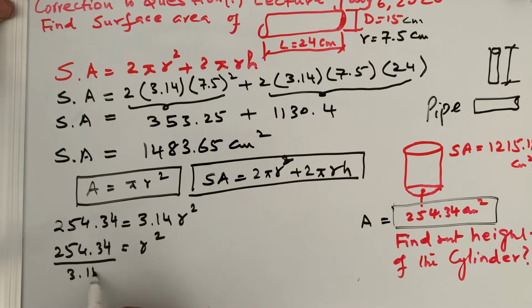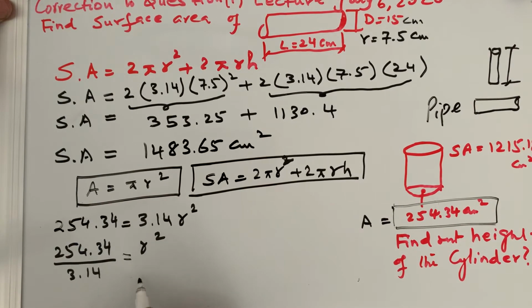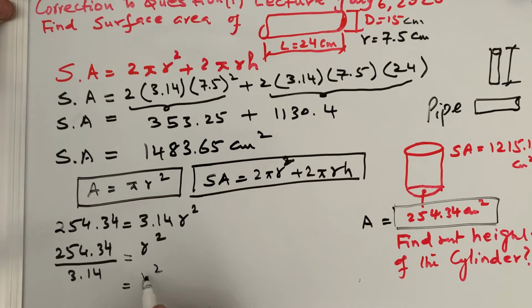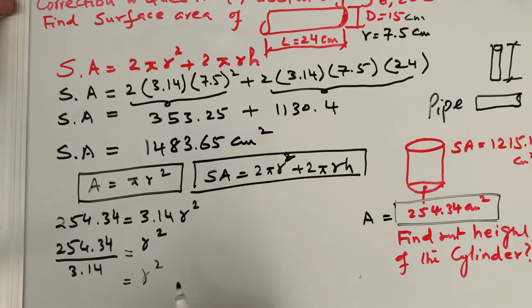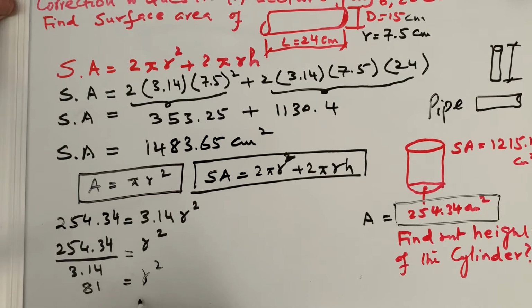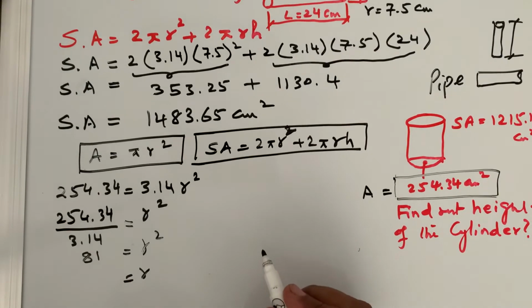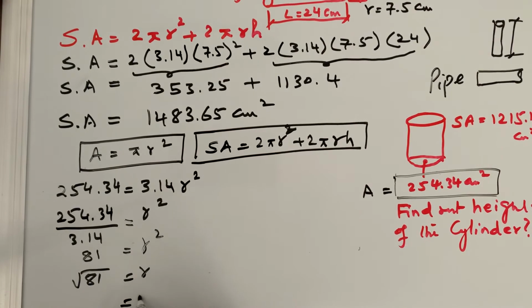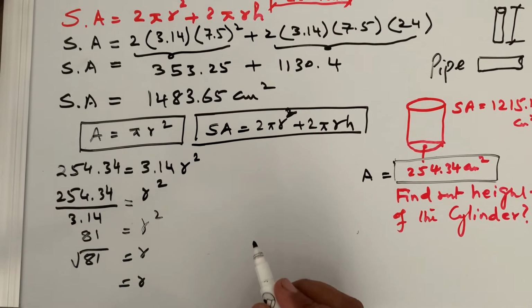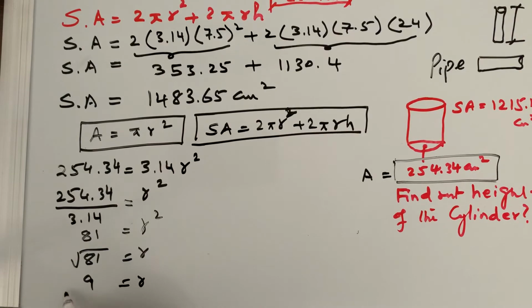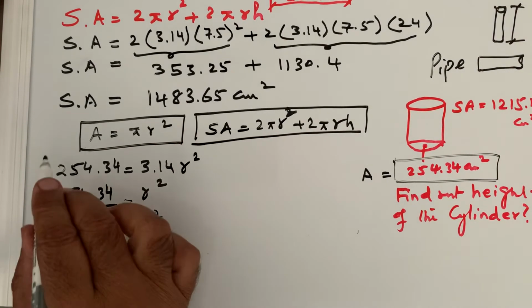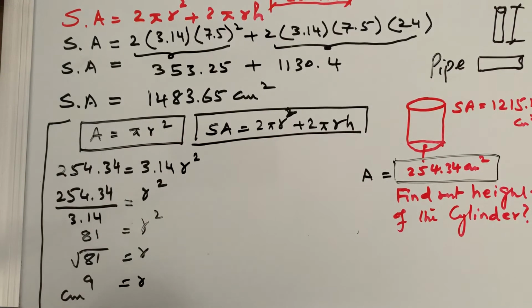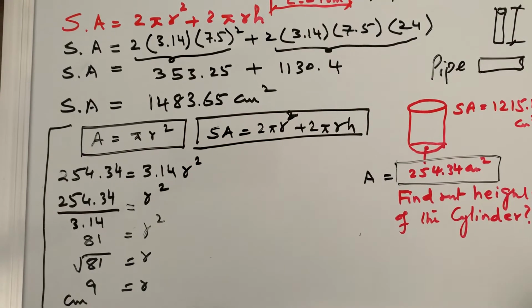3.14, right? If we divide these two, what will we get? r square is equal to 81. And then we have to take the root of 81, which is 9, right? So my radius is 9 centimeter. In this way we calculate the radius, and that is what is shown in the figure.